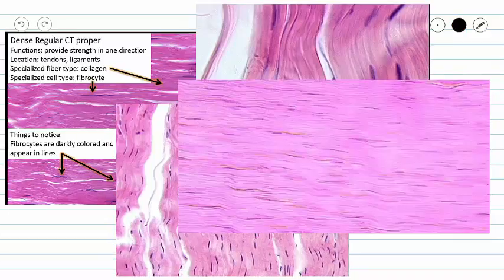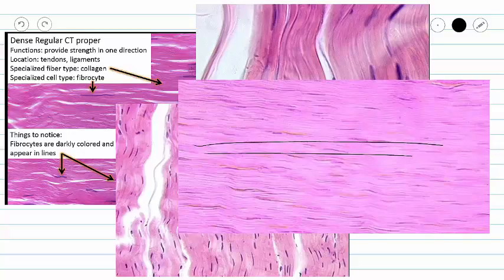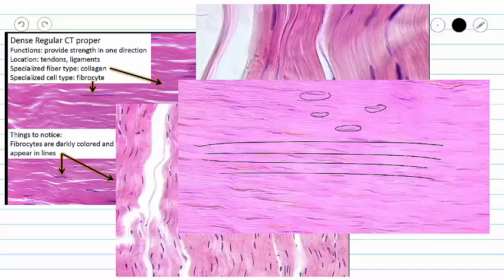One more picture, because it really depends on the slide and your stain what you're looking at. But here our fibers are oriented horizontally. They've got a little bit of wave to them. You're going to see our fibroblasts and fibrocytes appear similar to our other slides, where they're a little bit longer and drawn out, but pigmented so that you cannot see through them. And you can see that they tend to appear in lines in our tissue.